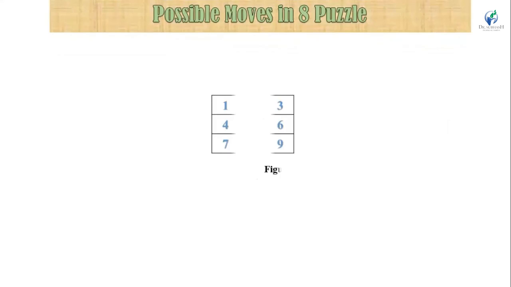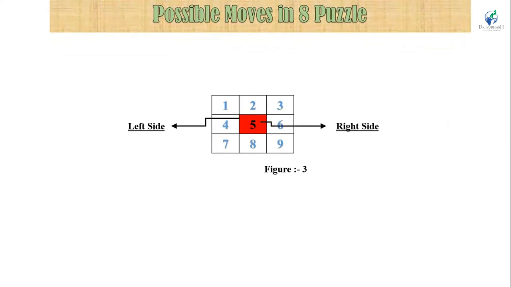In figure 3, we can see only one empty space. Consider digit 5 as the empty space. We have 4 legal moves: left side, right side, upside, downside. So I hope you can find the legal moves for the empty space. Now we can find which method is used to achieve a goal state.